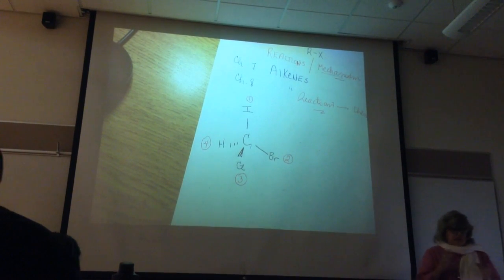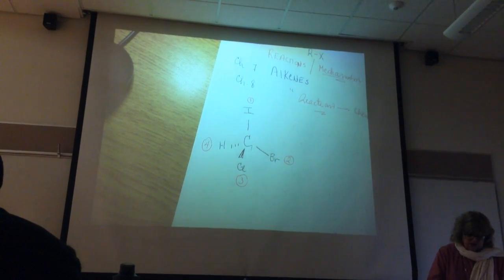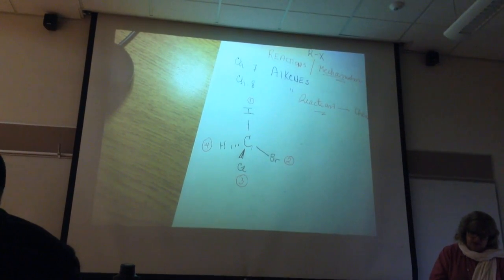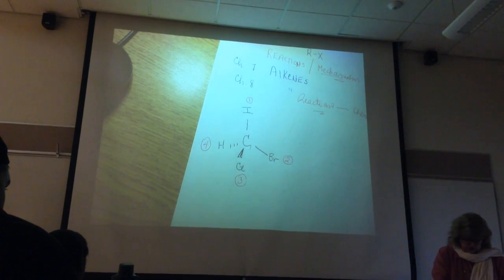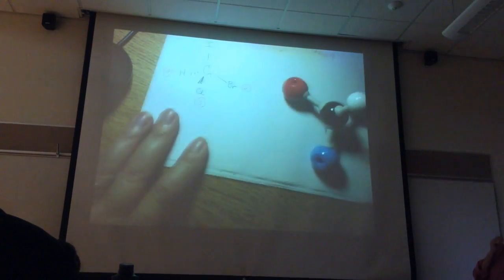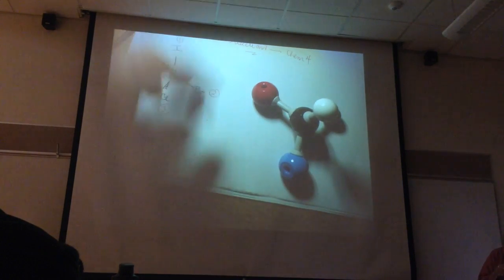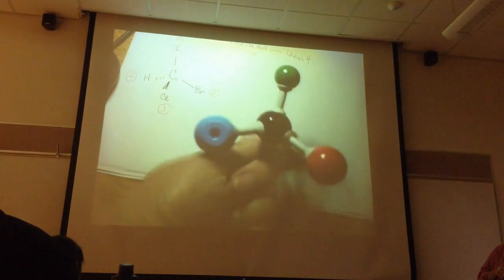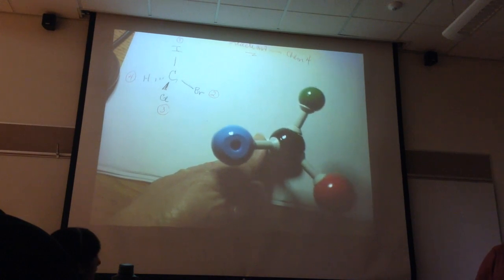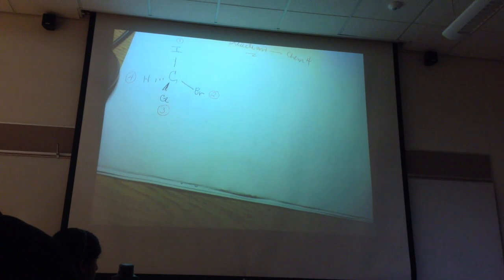In order to assign the absolute configuration, which is only going to be R or S, you literally have to take the molecule and turn it so the lowest priority points away from you. If your molecule is like this and your hydrogen is at the top, which is the lowest, you physically have to rotate it. I think this picture appears many, many times, and I want to show you what the book is saying.